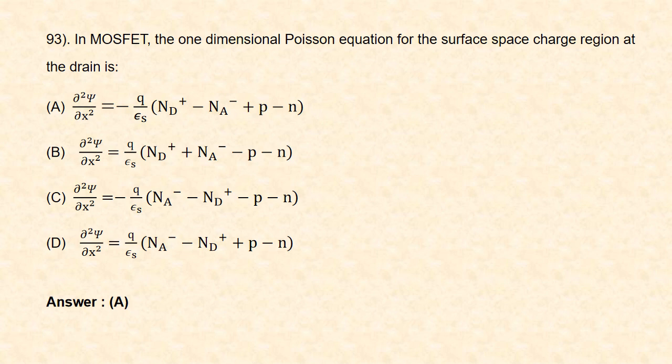Here ND+ is the donor ion concentration and NA- is the acceptor ion concentration, and p is the number of holes and n is the number of electrons. So option A is the correct answer.